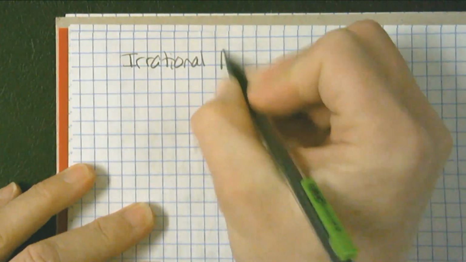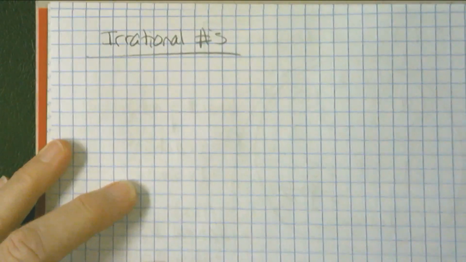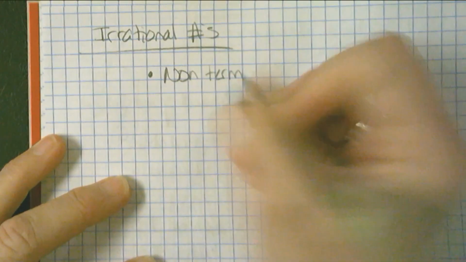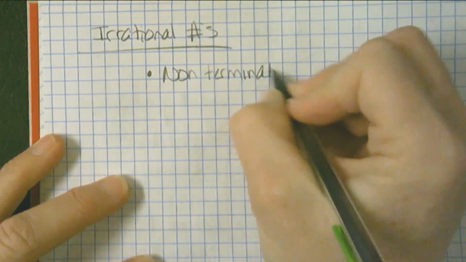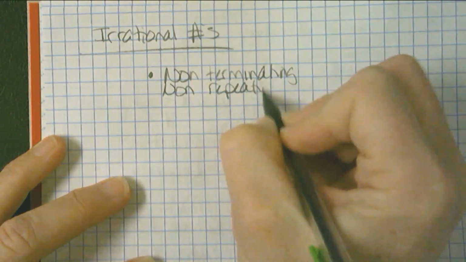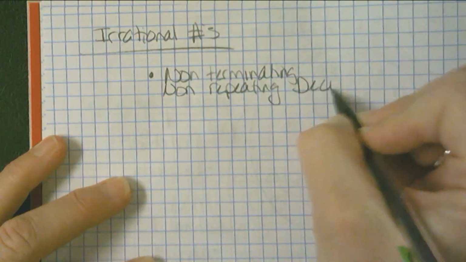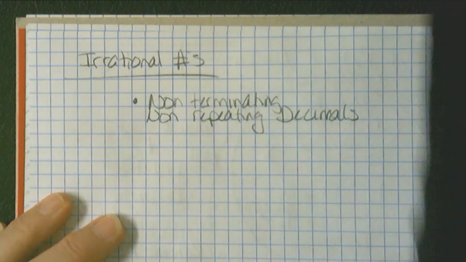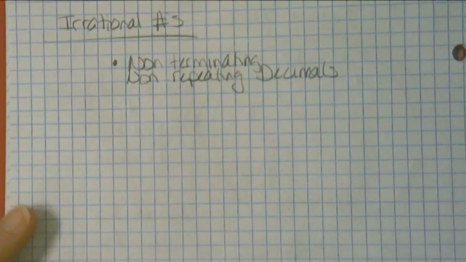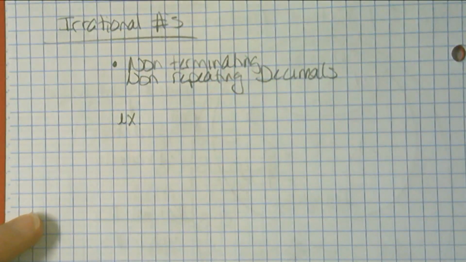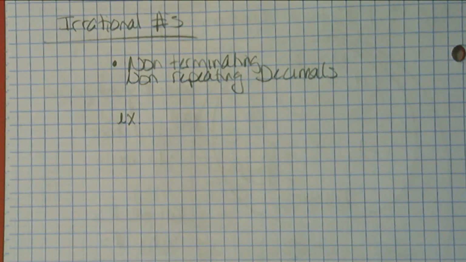Irrational numbers. Irrational numbers are non-terminating, non-repeating decimals. So they are only one type of number, non-terminating, non-repeating decimals. So let me show you some examples. In math, in geometry, there's one example of this. One very distinct example of this in geometry.